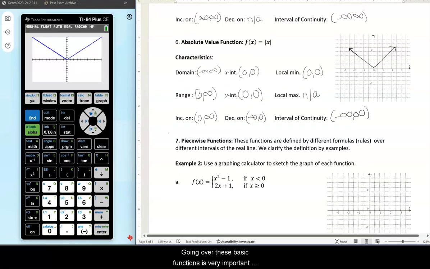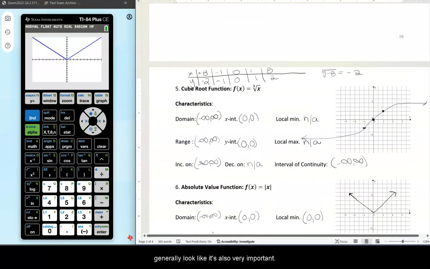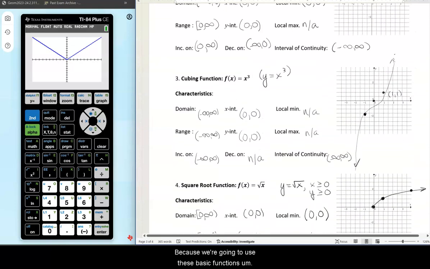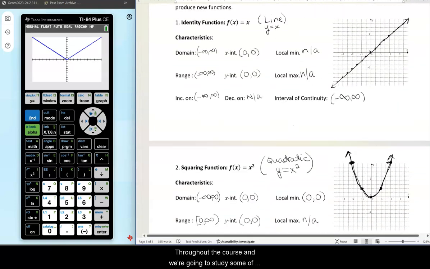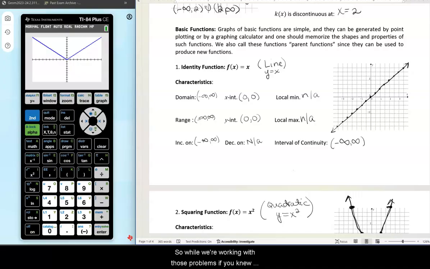Going over these basic functions is very important, and memorizing their shapes, knowing what they generally look like, is also very important, because we're going to use these basic functions throughout the course, and we're going to study some of them very closely. And our next particular section is going to be about moving these functions across the plane. So while we're working with those problems, if you knew what the basic shape of the graph happened to be, and you knew about where the points were that the graph crossed through, then the next section would be much easier. So be sure to study these graphs and study their properties, because it will make this course easier as we go forward.